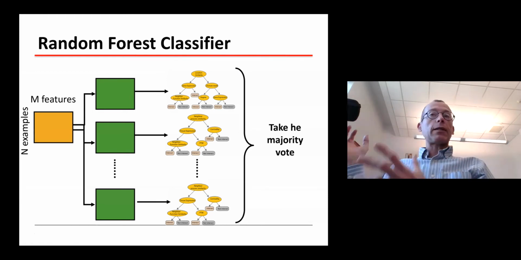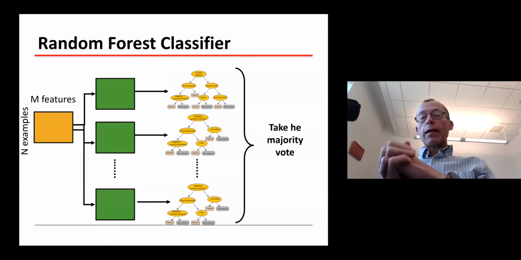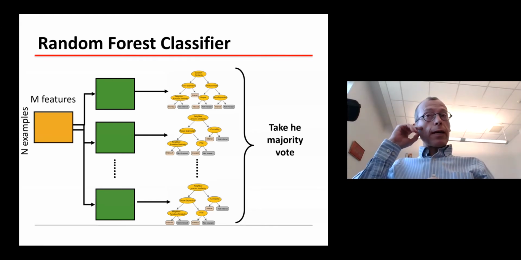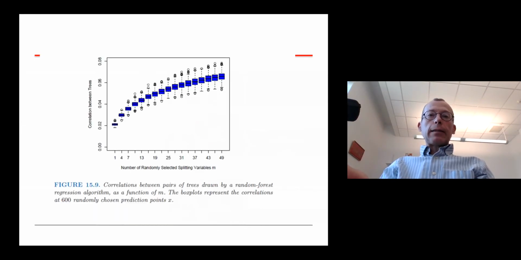So the outcome is the same. The difference between bagging and random forest is how we generate the trees. In bagging, we sample from the samples. In random forest, we sample from the features or from the questions. And as I said, boosting is a completely separate approach. We'll get to that.